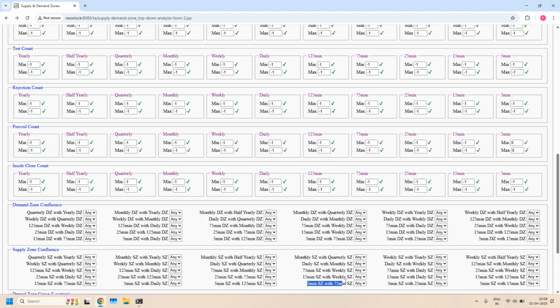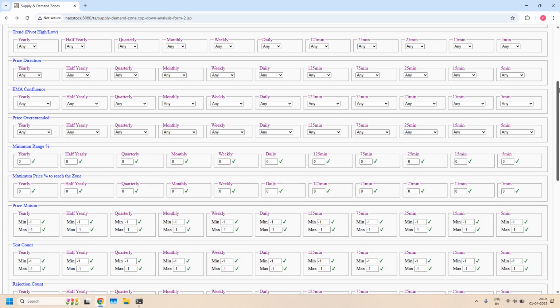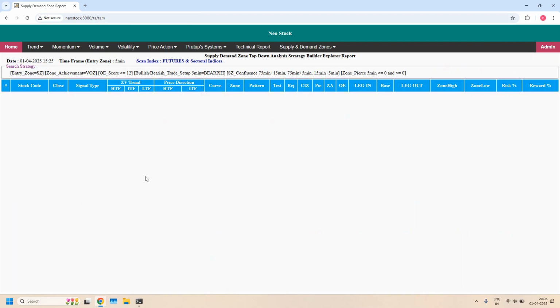Next, 5-minute supply zone with 75-minute supply zone confluence. 15-minute supply zone with 75-minute supply zone confluence. With all the 3 filters, we did not get any stocks. So we don't have any 5 minutes, 15 minutes and 75-minute supply zone confluence supported stocks. Okay, this is the bearish trade setup for hourly income trade.